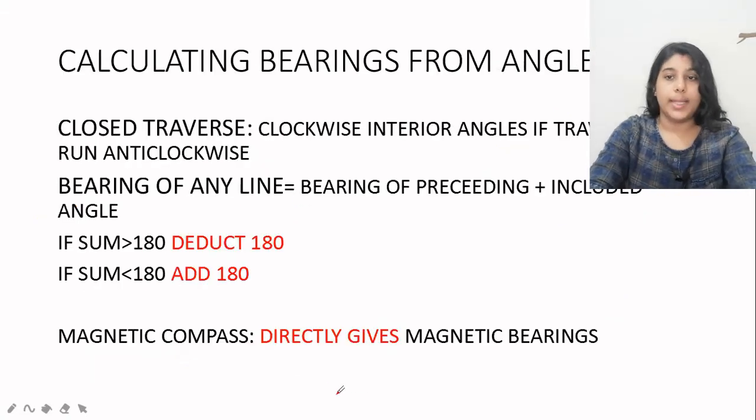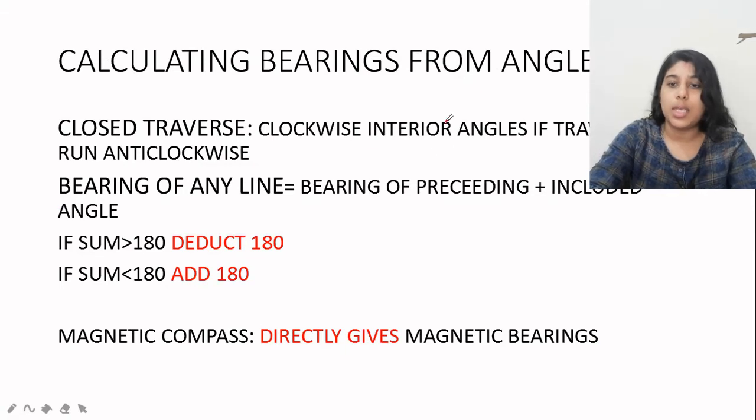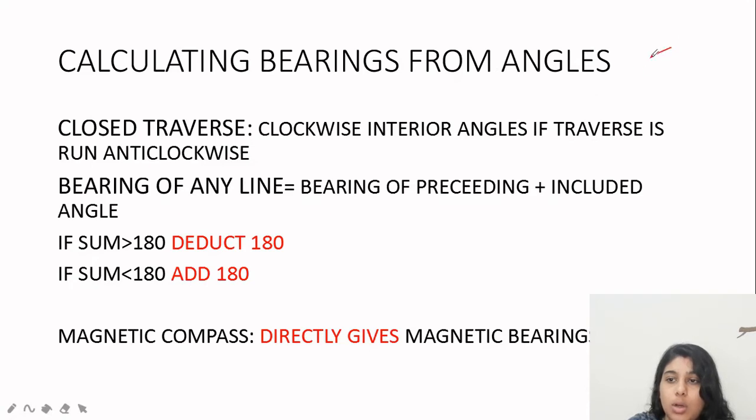Next is calculating the bearing from angles. Closed traverse: if clockwise interior angles are there, that means we have to measure the interior angle from each traverse line. If the traverse is running in the anti-clockwise direction, the interior angle will be calculated in the clockwise direction. Bearing of any line will be the bearing of the preceding line plus the included angle.